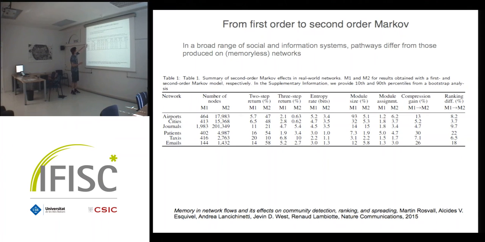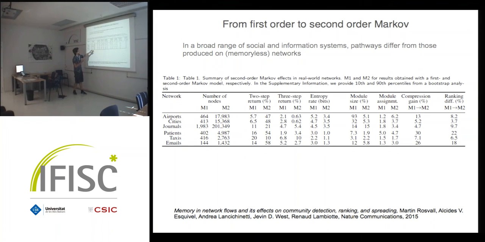For instance, we looked at the way emails are forwarded between people. For most of them, the return probability is going to be much higher than you would have in the first order Markov model.